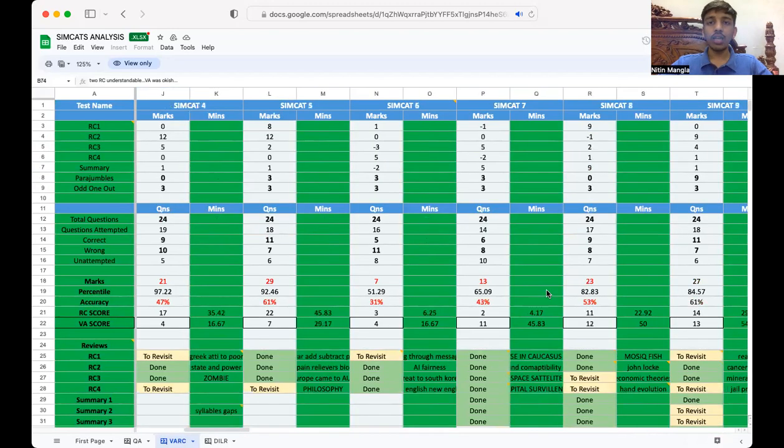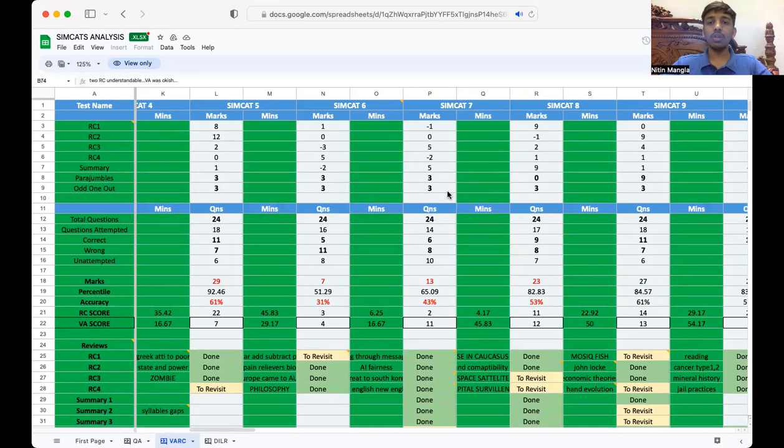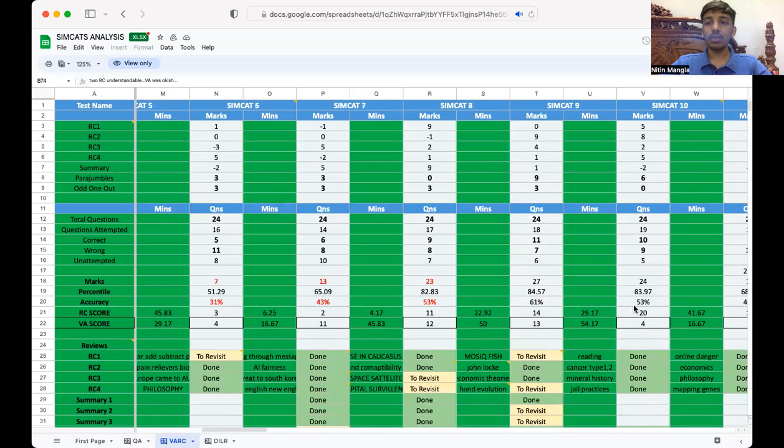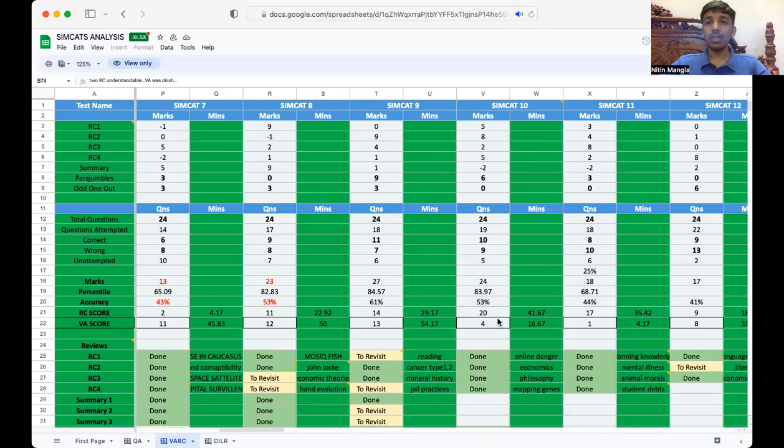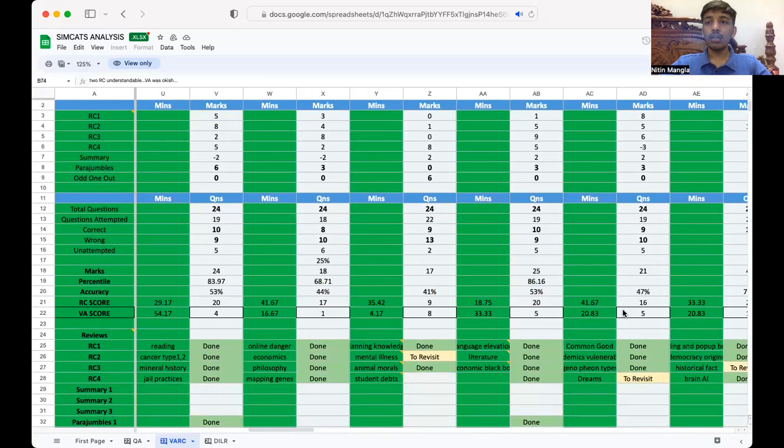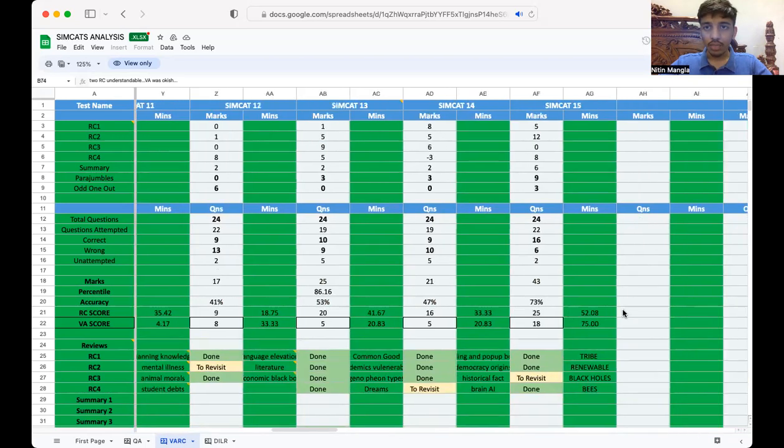And for VRC, I would say more of my analysis was that I was very good at comprehending the RC part. So what I focused on was having accuracy in RCs. You can see 11 marks, 40 marks, 20 marks. Till SimCAT 10 it was okay, 20 marks. But then I translated, and in my last 15, 14, you can see 25 marks and 16 marks. So this was my strategy, that I used to give more time to RCs, not to the VA part. Your strategy may differ, but this was my strategy.